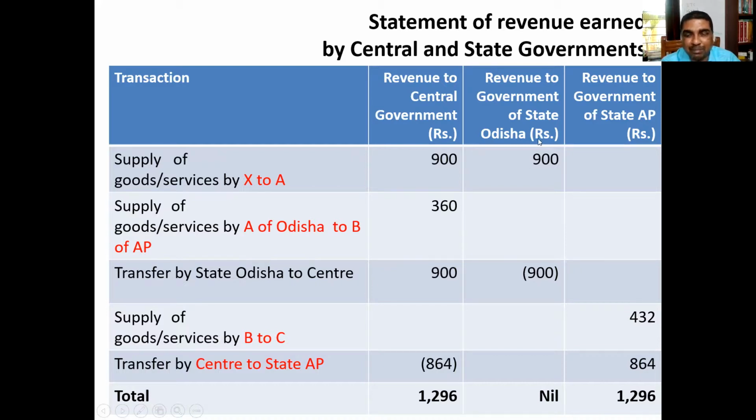After that, what has happened? The goods moved to Andhra Pradesh. So whatever the Odisha government has collected, 900 rupees, the Odisha government transfers to the center.